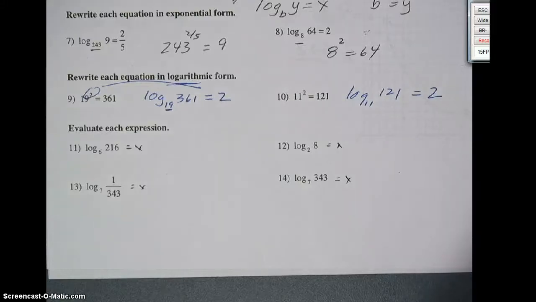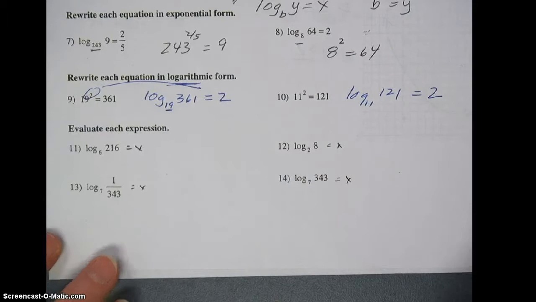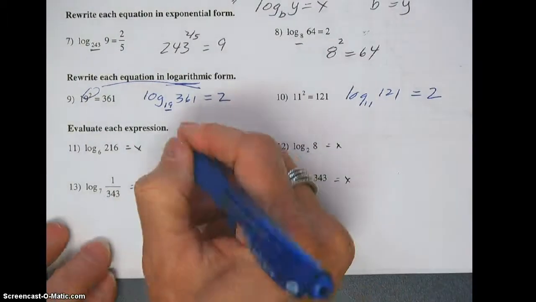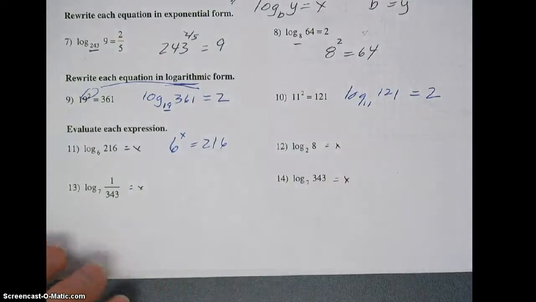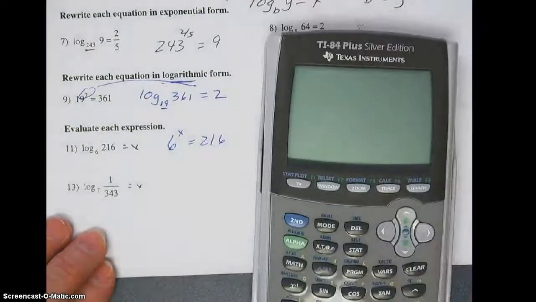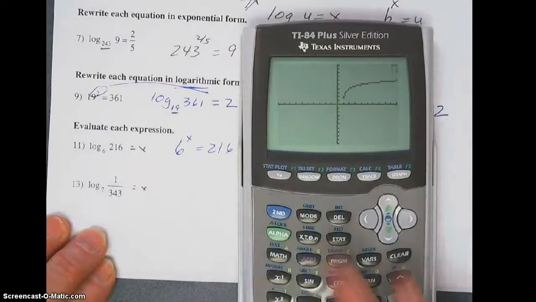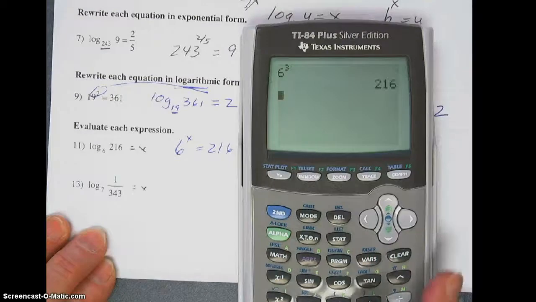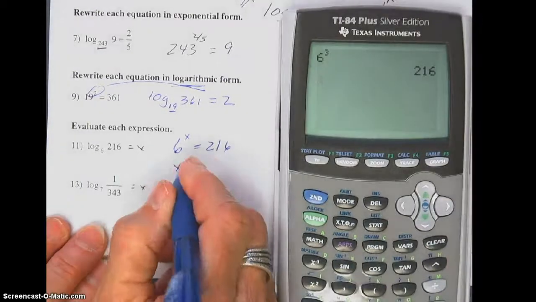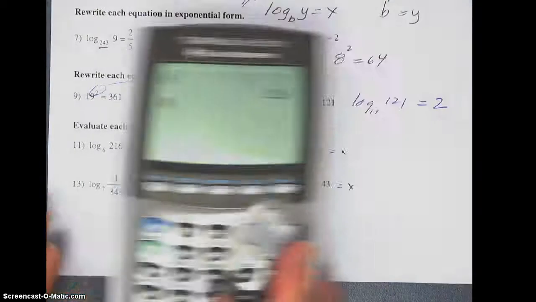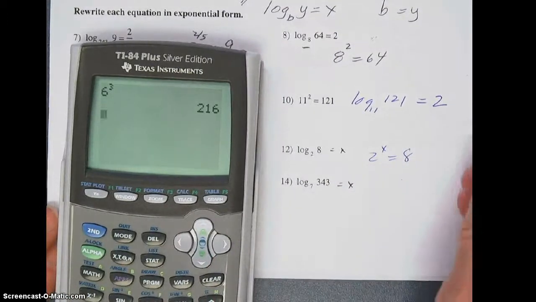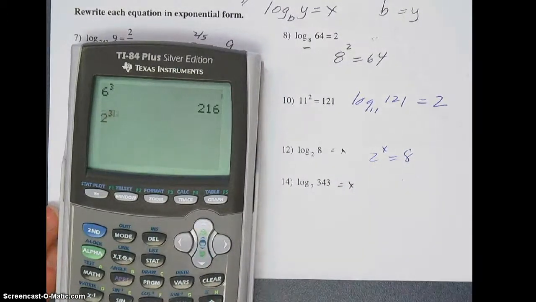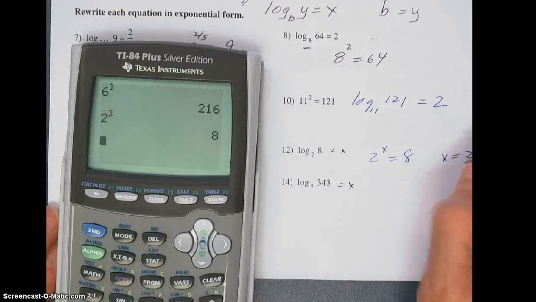Continuing on and solving a logarithm, remember we learned the other day how to solve logs. We translated to exponential first, 6 to the x equals 216, and then we tried on our calculator to see 6 raised to what power is 216, so x would equal 3. 2 raised to what power equals 8, and again, it just so happens that x equals 3 again.